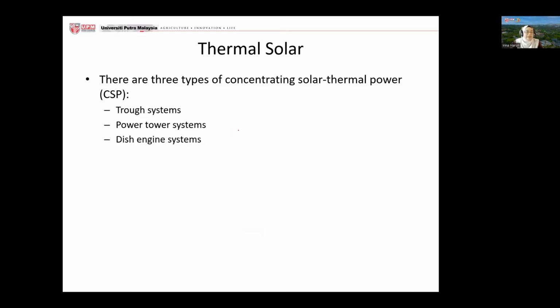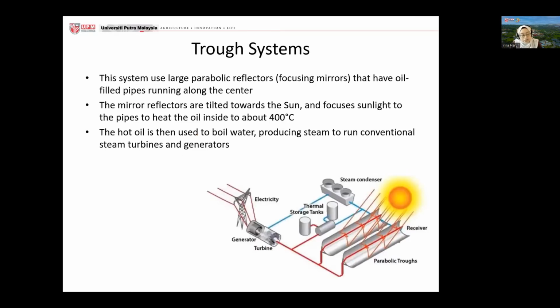Okay, and then just now it's about PV, right? Now we are going to look at thermal solar. Remember just now we were talking about thermal energy and CSP. So there are actually three types of CSP: trough systems, power tower systems, and dish engine systems. I'm just going to go very quickly on this because the theory is almost similar. It's always about reflecting the sunlight to the receiver. The only difference is how that process is made.